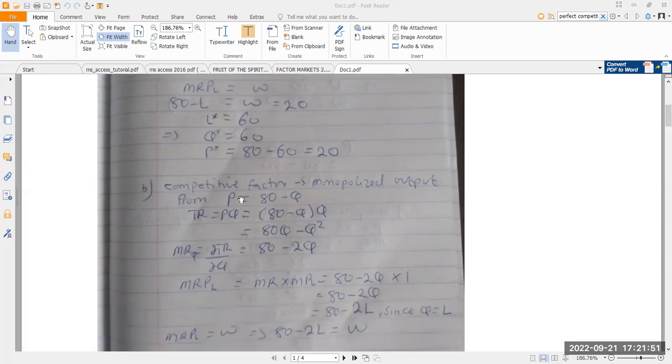Let's look at the second case. The second case, we have a competitive factor market and then a monopolized output market. Okay. We are using the same information.